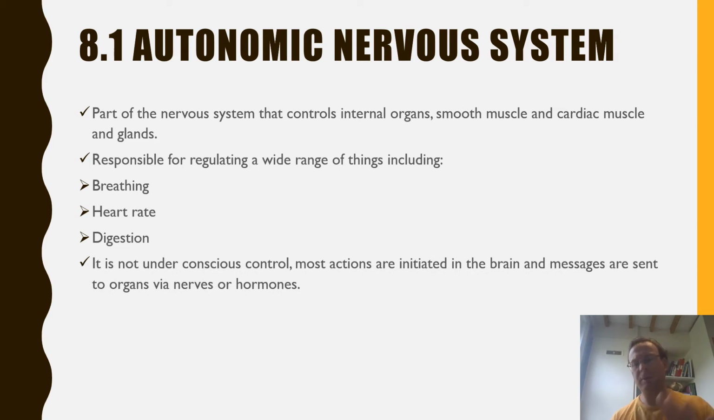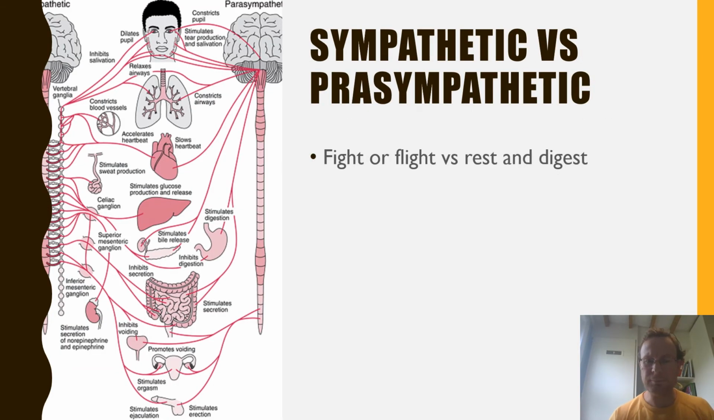So the autonomic nervous system is not under conscious control, although most actions are initiated by the brain, and messages are then sent to organs via nerves or hormones, these chemical messengers that are released into the blood. So this picture here just shows a really broad organisation of what's called the autonomic nervous system, and I just put it up here. Sometimes you might see pictures like this in various medical settings.